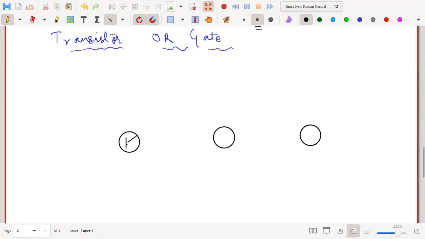All these are NPN transistors, as this arrow indicates. Suppose I have the second transistor here. My diagram may not be very perfect, but I hope it is clear to all of you. Now you know the working of a transistor. If you do not know, then I will explain the working here first.